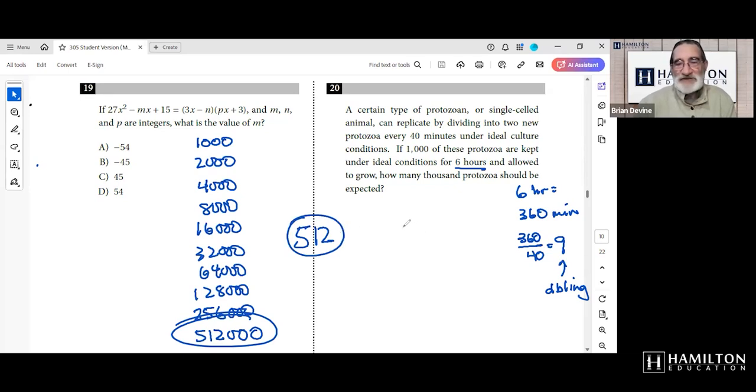Now you could also have done this. I could have taken 1,000 times 2 to the 9th, and that would equal 512,000. So 512 is still your answer.